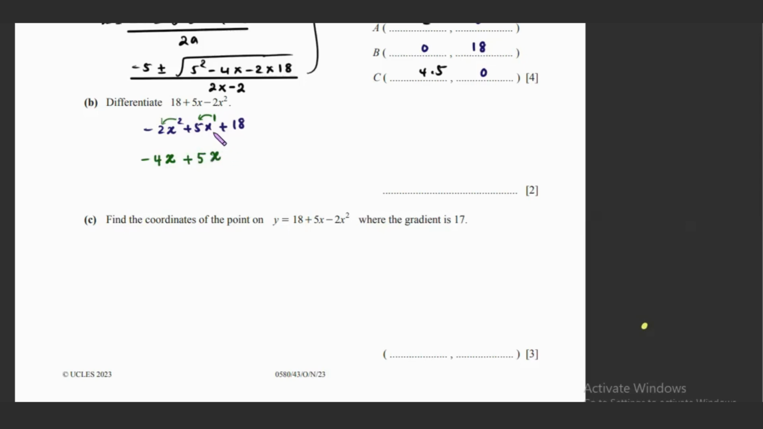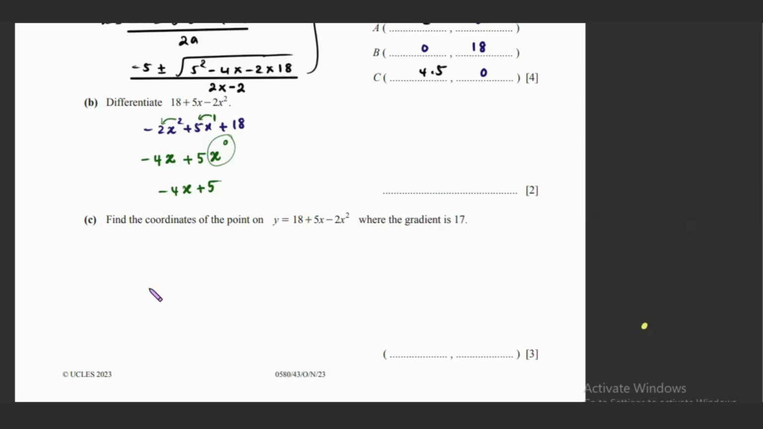Then I write x and reduce the power of x by 1. So it's x to the power 1. When I reduce it by 1, that becomes 0. Any variable or any term with a power of 0 is always equal to 1. So this x to the power 0, I can write it as 1. So that's going to be minus 4x plus 5 times 1, which is 5. And plus 18, we cannot differentiate because it does not have any variable there. So this minus 4x plus 5 is the derivative function for the expression that is given to us.